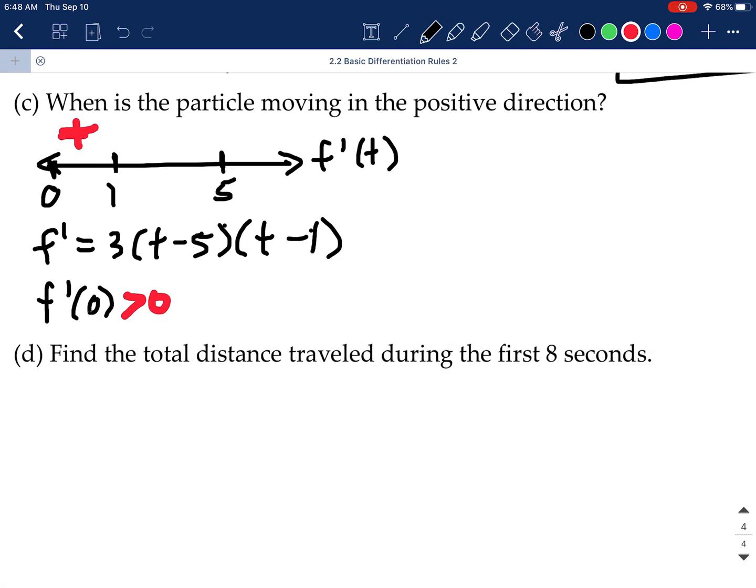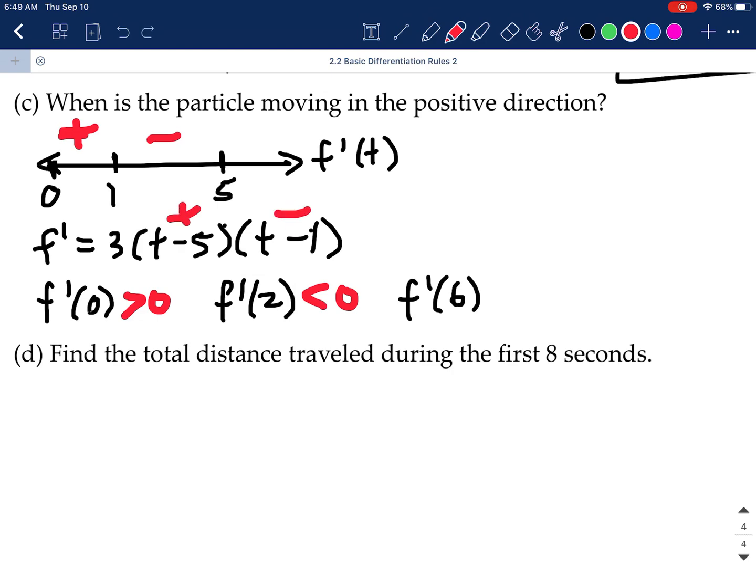We can then look at f prime of 2. You can pick any number between 1 and 5, but let's say we pick 2. Then still going to be negative here, but now we'll be positive, which means we're going to be moving to the left on that interval. So from 0 to 1, we're moving to the right, stops at 1, changes direction, goes back to the left. And then at 5, let's pick 6, let's say. Then f prime of 6 is going to give us, obviously, positive, positive.